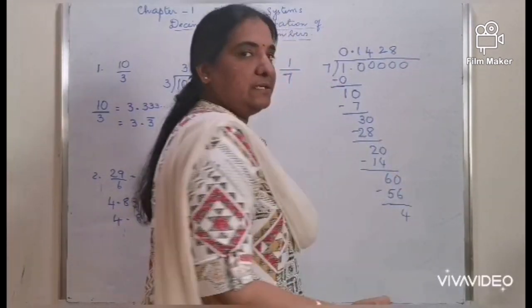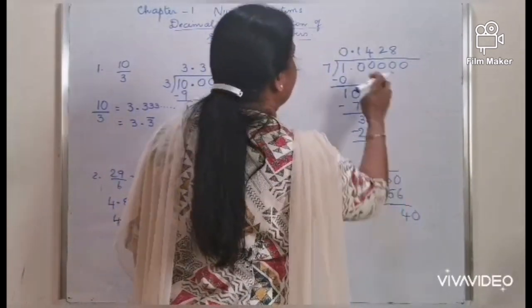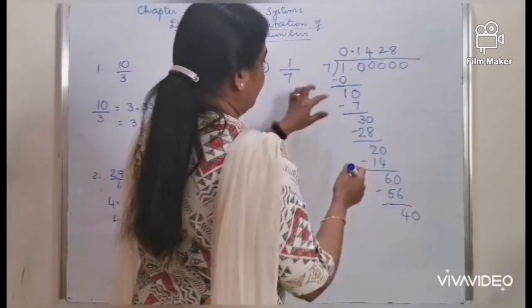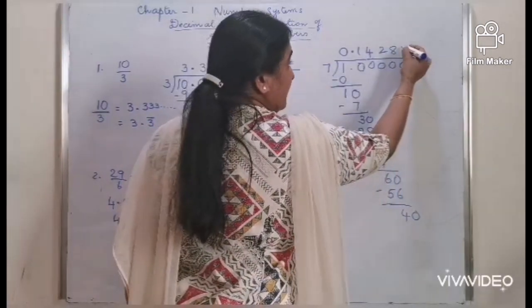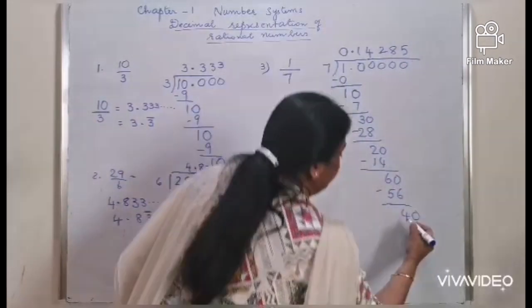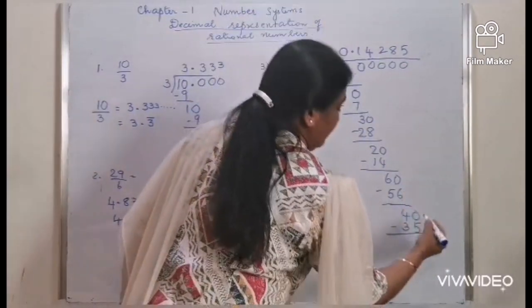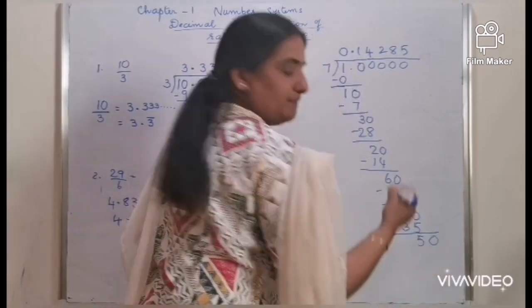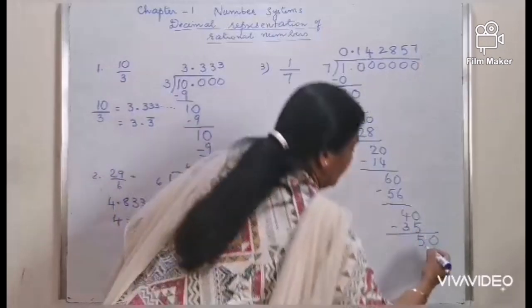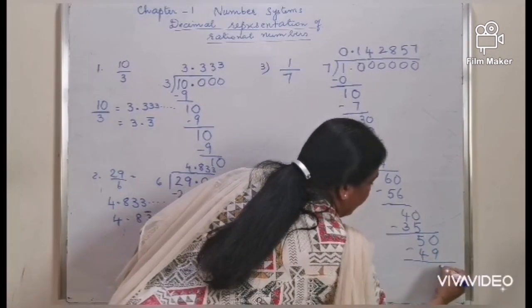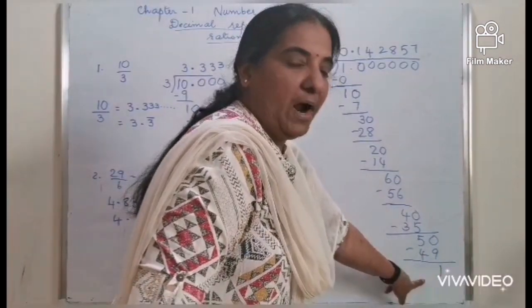Again, subtraction, answer 4. Bring one more 0: 40. 1 2 3 4 5. 7 5s are 35, 50, 7 7s are 49. There comes the repetition of 1.